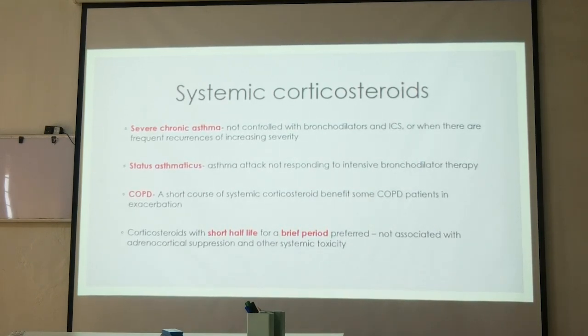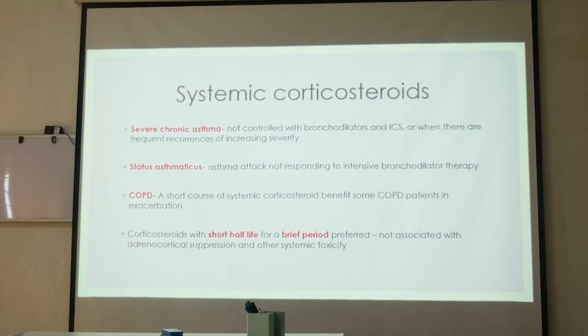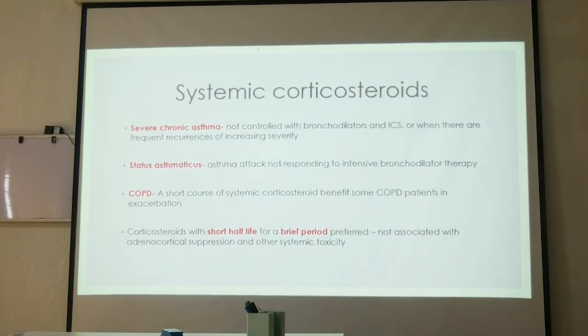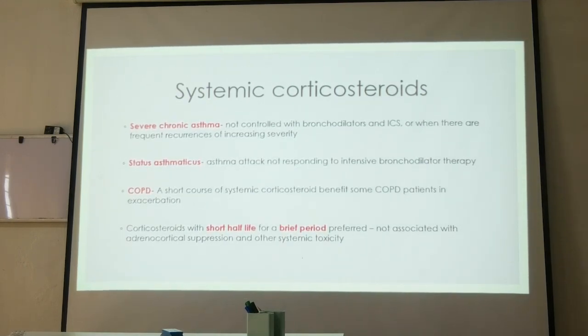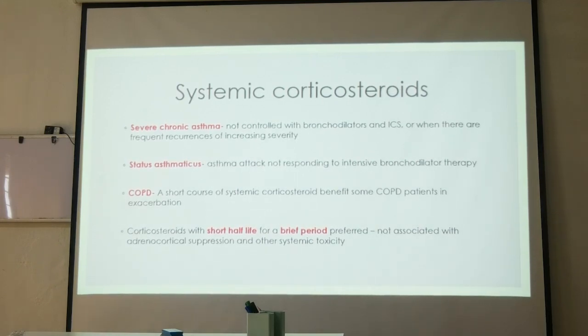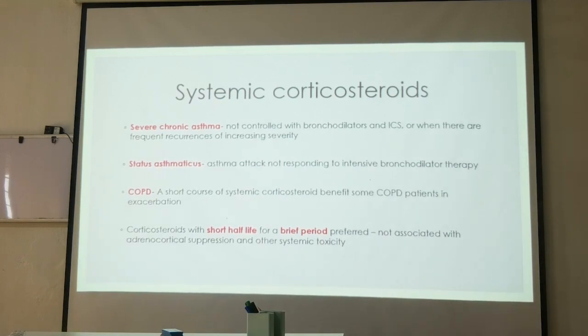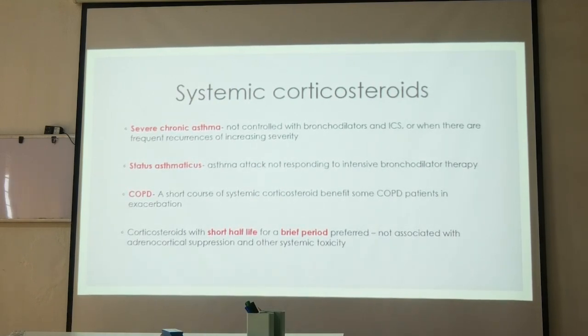In a status asthmaticus patient, along with intensive bronchodilator therapy, we use short acting systemic corticosteroids for a brief period. In COPD, a short course of systemic corticosteroid benefits some COPD exacerbation patients. Corticosteroids with a short period of use and a shorter half-life are more preferred. Why? Because HPA axis suppression is lower with this regimen.